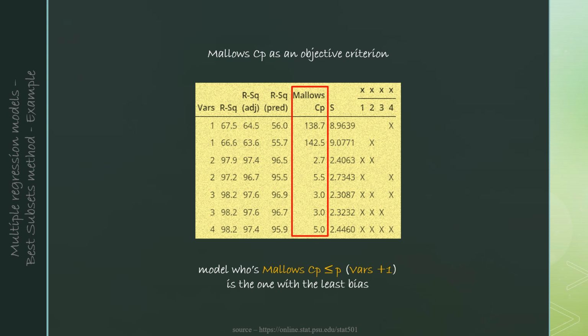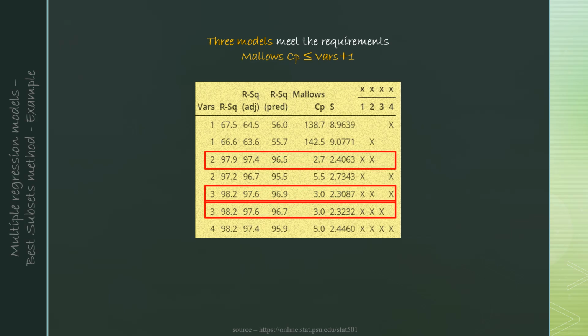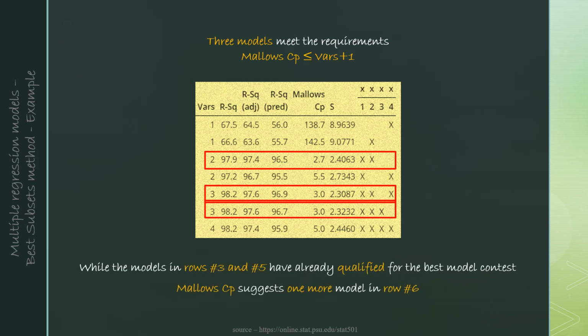Recall that the Mallows' Cp criteria suggests that the model whose Mallows' Cp is less than or equal to p, which is vars, where vars is the number of predictors included in the model, plus 1, is the one with the least bias. As per this criterion, three models meet the requirements, where Mallows' Cp is less than or equal to vars plus 1. While the models in row 3 and row 5 have already qualified for the best model contest based on the previous two criteria, Mallows' Cp suggests one more model in row number 6.